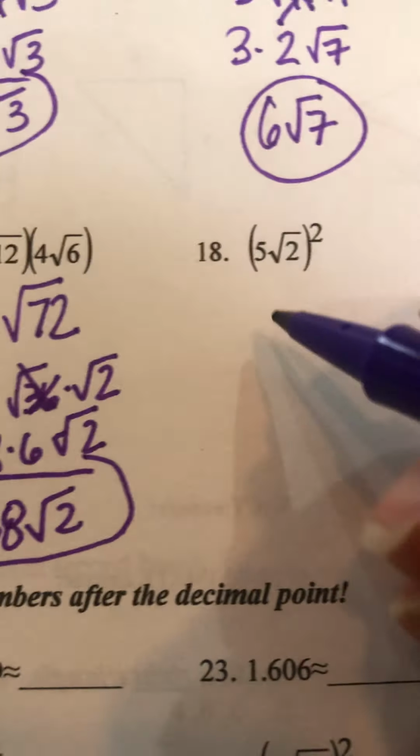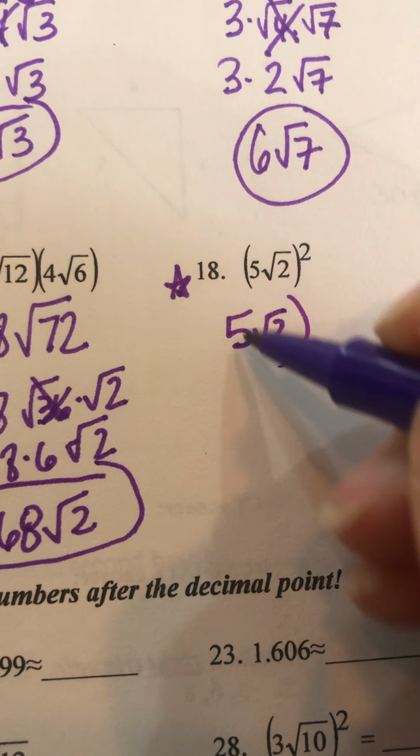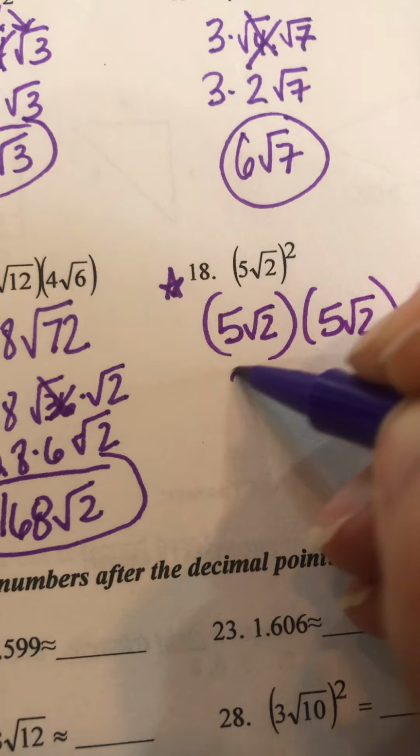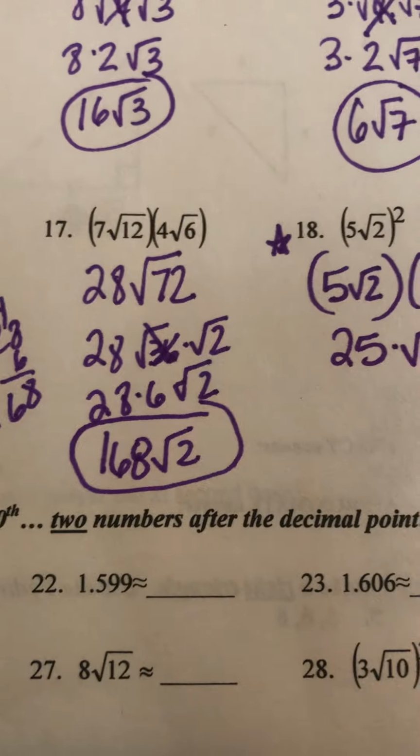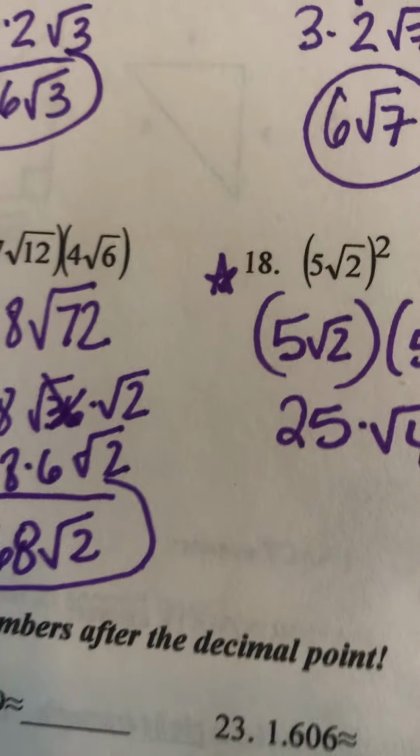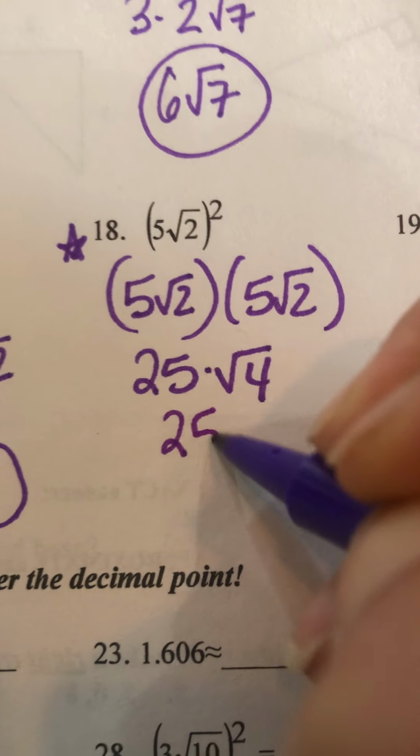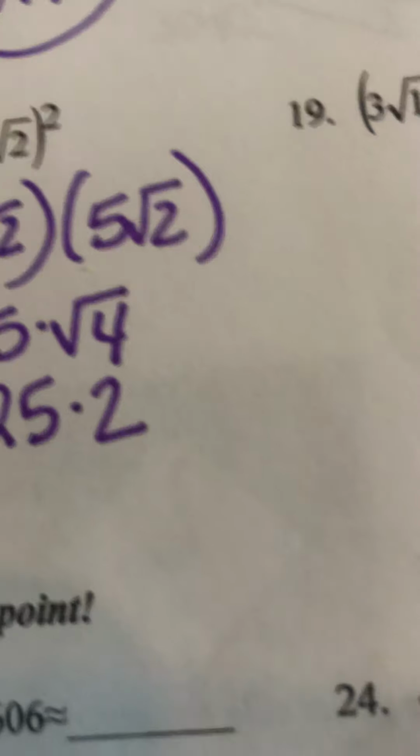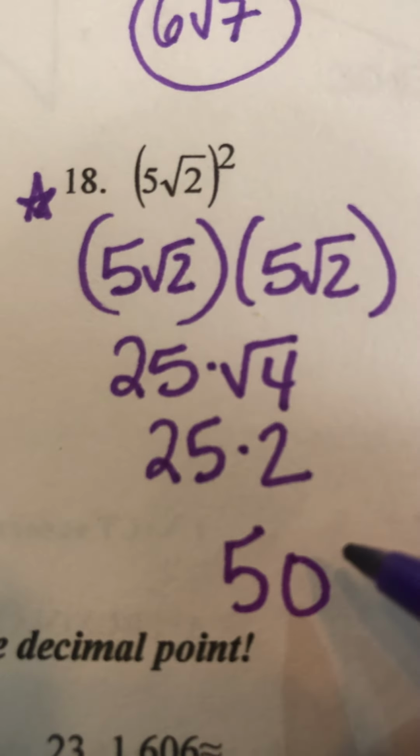Next one here, 5 root 2 squared. I'm going to put a star by this one, 5 root 2 squared. So we know from earlier to square something means to multiply it by itself. So if we multiply 5 times 5, we get 25. And the square root of 2 times the square root of 2 is the square root of 4. And then square root of 4 is 2. 25 times 2 is 50.